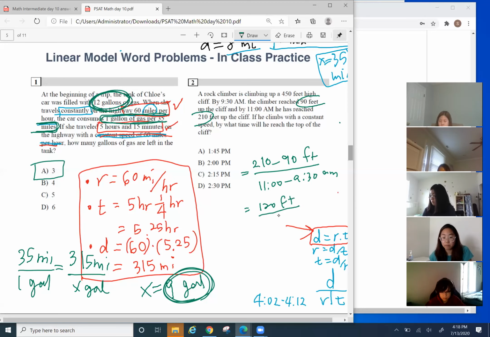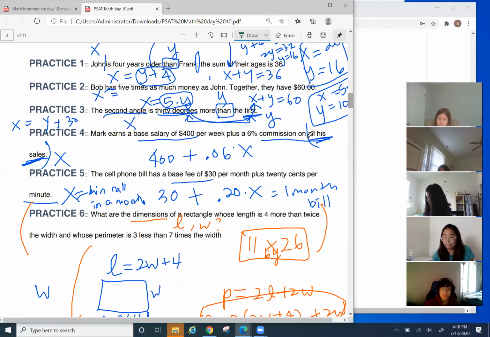And then, what is 11 minus 9:30? 1 hour and 30 minutes. Right, so that's 1.5 hours. This is his rate. Is this 80 or no? What is it? 80. Okay, so it's 80. So he climbs up at 80 feet per hour. And then since he's climbing up at a constant rate, we can just use the speed, okay?